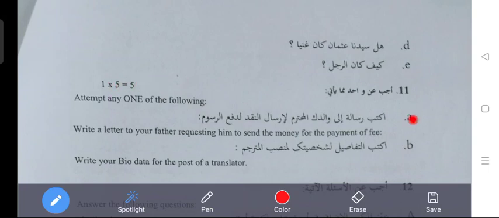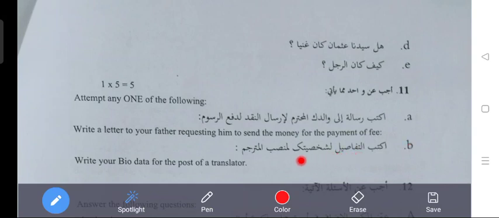A. Uktub risalatan ila walidika al muhtaram li irsali naqd li daf'ir rusub. Write a letter to your father requesting him to send money for payment of fees. This letter you have to write in Arabic. Carries 5 marks. Or you may go for this letter as well.